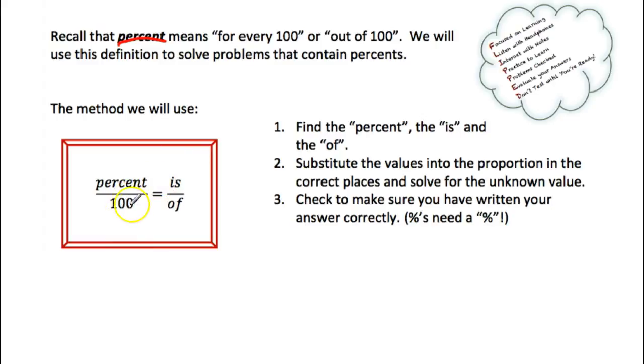The method that we're going to use involves this proportion over here. We set it up like this: whatever percent it is, you put it over 100, and then you're going to substitute is and of for numbers. After you substitute the numbers in, we're going to check to make sure we wrote the answer correctly, because if it's a percentage, you need the percentage sign. All right, let's try a problem.